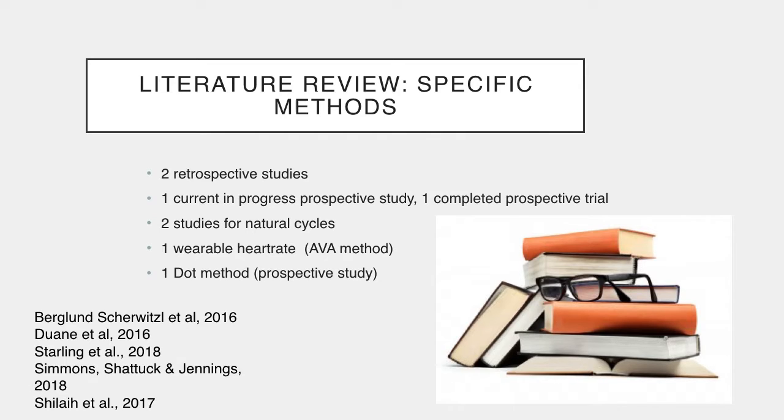There was another that evaluated heart rate and luteinizing hormone urine strips, and the DOT method, which is strictly based off of your input of your period start dates and your cycle changes that you input over a period of time. The other study, the Natural Cycles, is input of basal body temperature and optional luteinizing hormone.